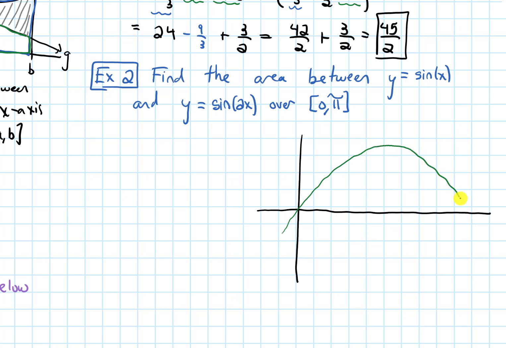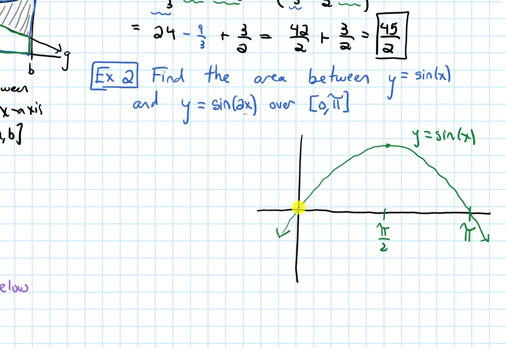It'll reach a high point and then go down. So this is pi, and sine reaches its high point at pi over 2. That's when it reaches its high point. So this is the graph of y equals sine of x. For the graph of sine of 2x, having the 2x there doubles the frequency.